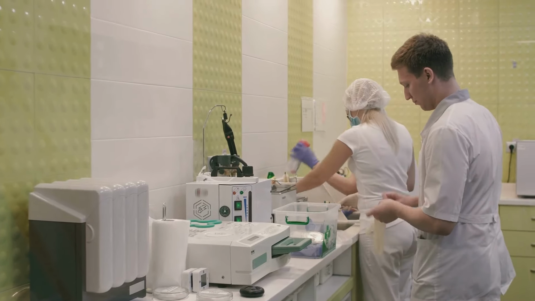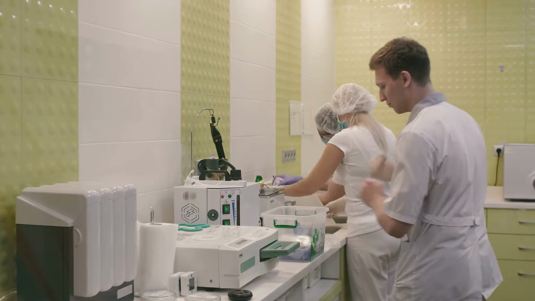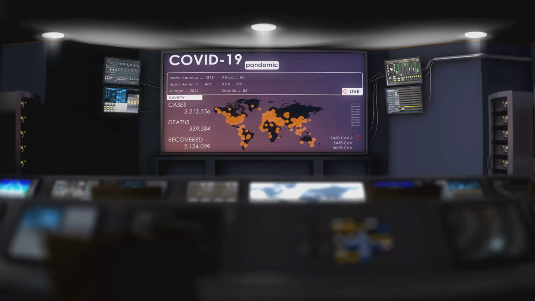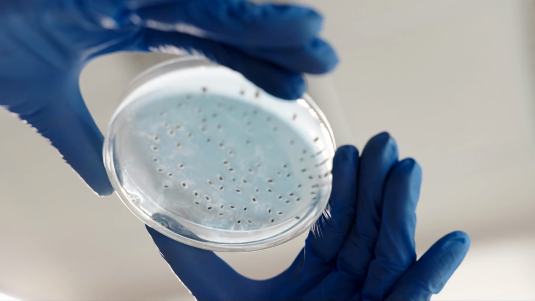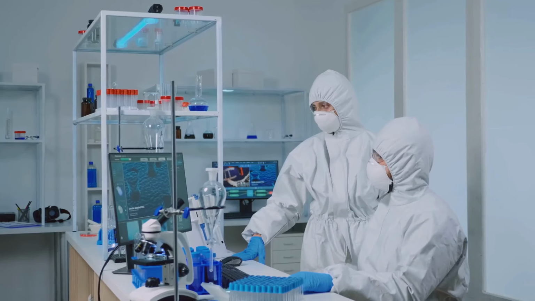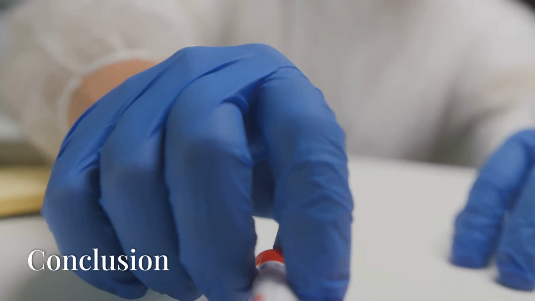Beyond individual diagnoses, lab tests play a critical role in public health. They help track disease outbreaks like flu or COVID-19. They also monitor antibiotic resistance trends and develop vaccines and treatments.